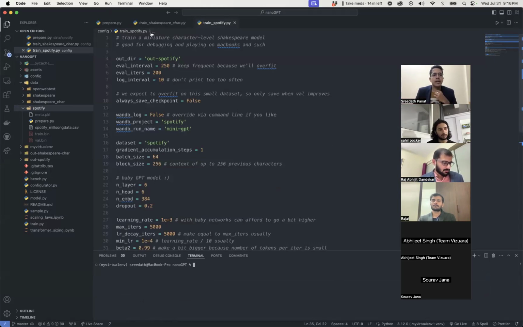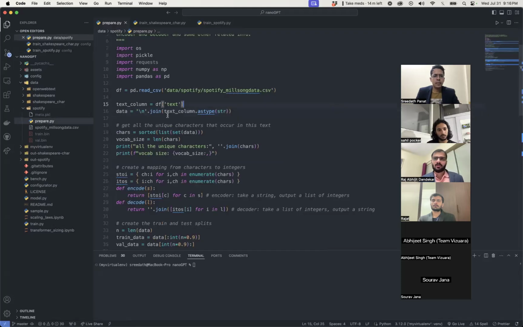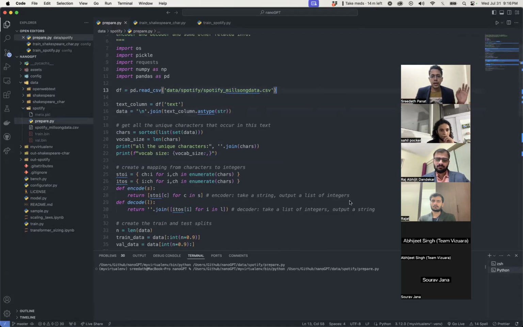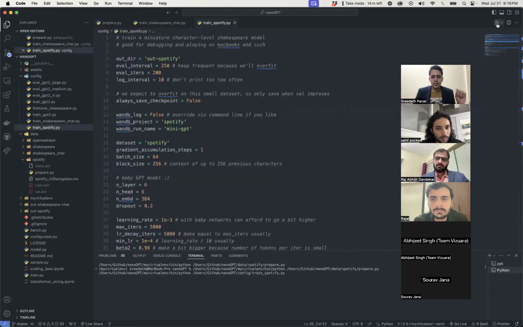So here I will first prepare my dataset from the CSV file. From the CSV file, we extract it and put it in a way in which we can use it. Don't worry if you are not understanding this code. I have no intention to make you understand this code, but I just want to show you the output. So I'll prepare the dataset and I will start the training in a moment. Now I'll go to train Spotify and run this. Don't worry if you don't understand anything.